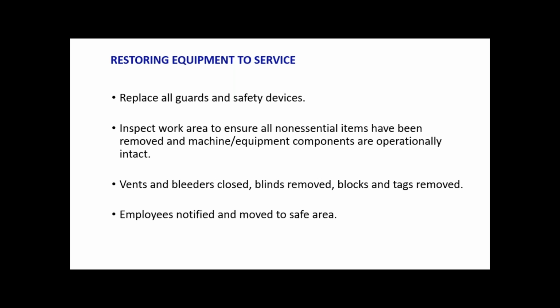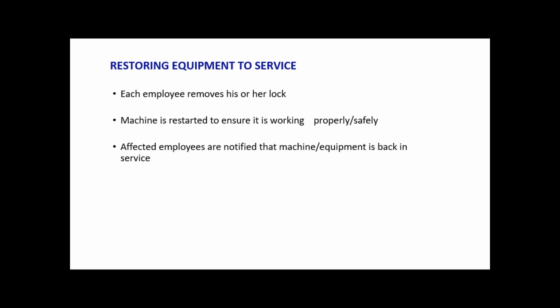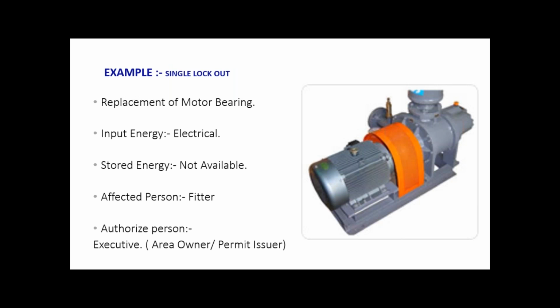So we can restore all these equipments, we can restore all these services, and then after verifying these activities, the person can move to the safe area. So these are the things related to the individual lockout systems. Then the example of this individual lockout, which is also called single lockout. So this photo can be utilized for the single lockout systems, that is for the replacement of the motor bearing.